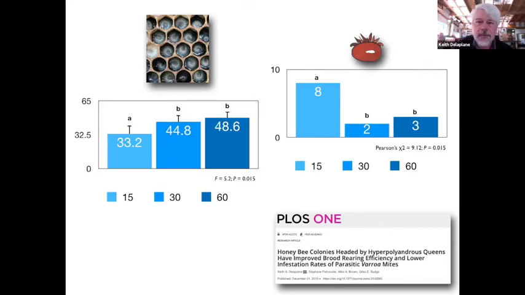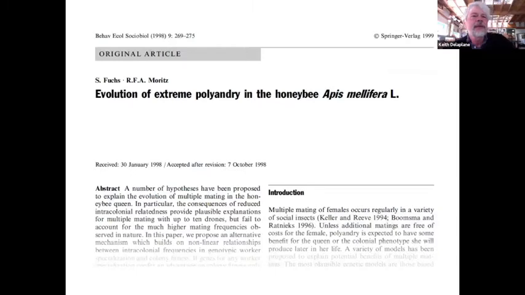What could explain these additional benefits at such higher ranges where the marginal gains in genetic alleles is just so small? What's going on here? I think the best answer to this came out in a paper in 1998, which I think has not received the attention that it deserves. And this is a paper by Stefan Fuchs and Robin Moritz in Germany.